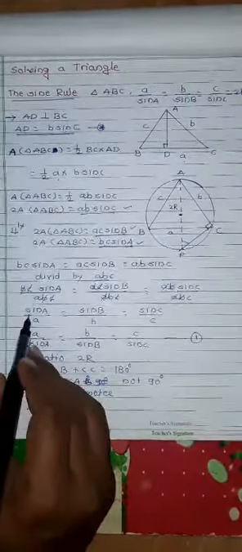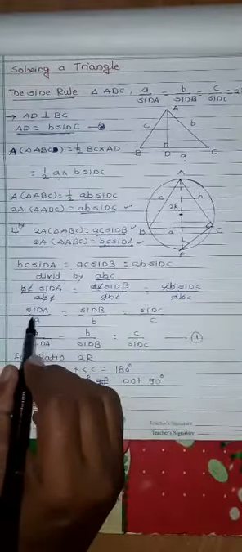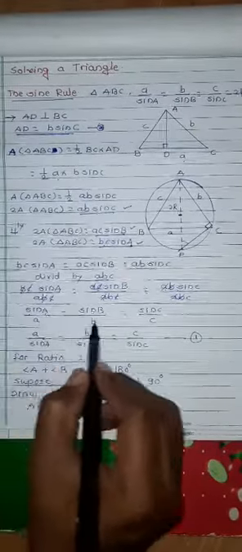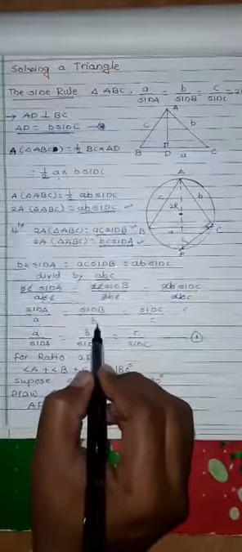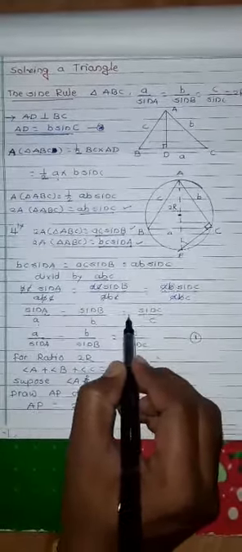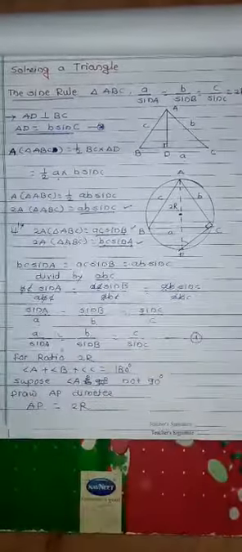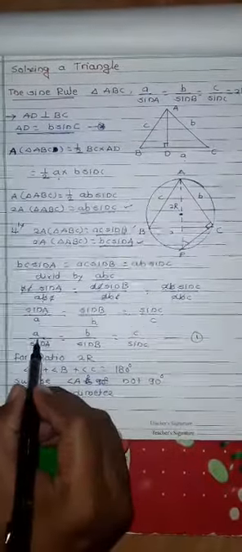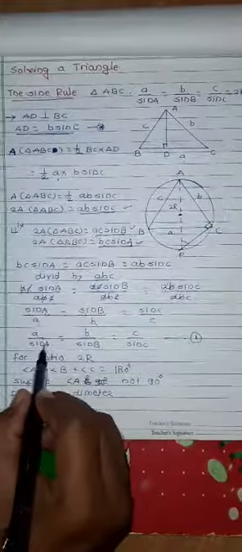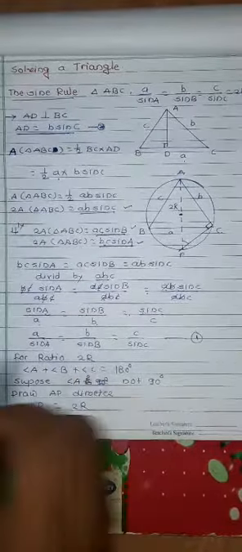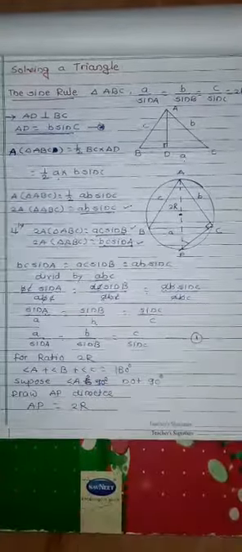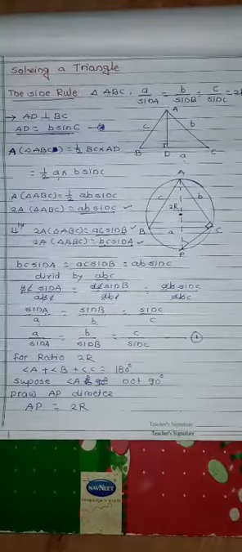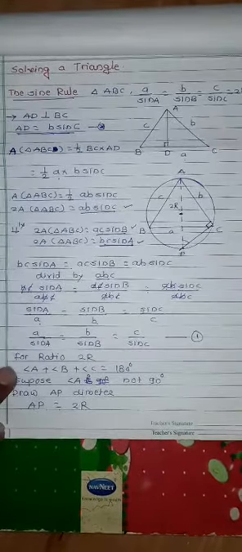After that, we have the equation sine of A upon small a is equal to sine of B upon small b is equal to sine of C upon small c. Now take the reciprocal of all the sides. This becomes A upon sine of A is equal to B upon sine of B is equal to C upon sine of C. This is called equation number 1.